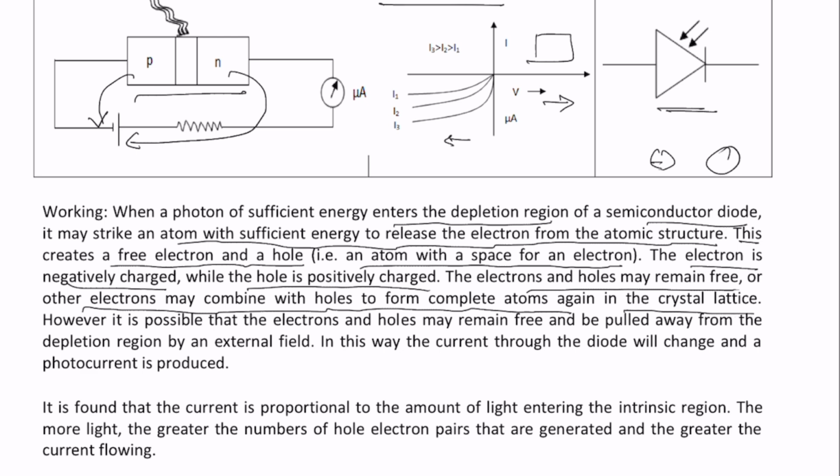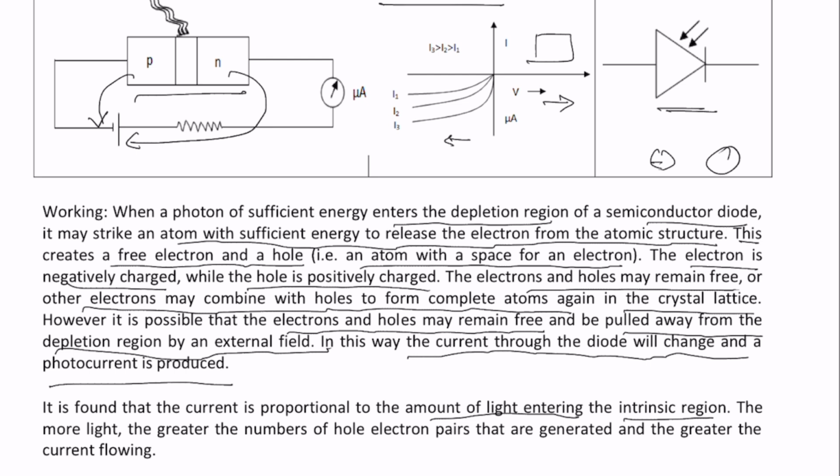However, it is possible that the electrons and holes may remain free and be pulled away from the depletion region by the external field. In this way, the current through the diode will change and the photocurrent is produced. It is found that the current is proportional to the amount of light energy entering the intrinsic region. The more light, the greater is the number of hole and electron pairs generated, and the greater is the current flowing. So this is how it operates. Okay.